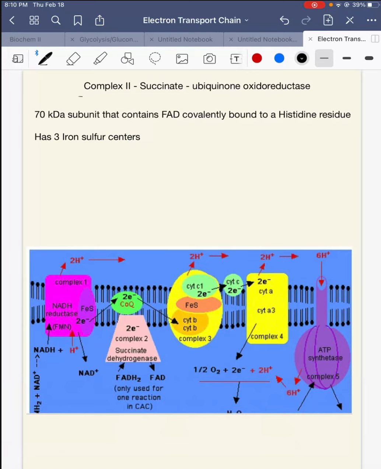Now complex 2 is called succinate ubiquinone oxidoreductase, and it's also coupled with succinate dehydrogenase. So we'll see complex 2 functions on this side, and then succinate dehydrogenase is inside the matrix, and it helps function as our TCA enzyme. So complex 2 has 3 iron sulfur centers, very similar to the ones in complex 1. And its 70 kilodalton subunit contains an FAD that is covalently bound to a histidine residue.